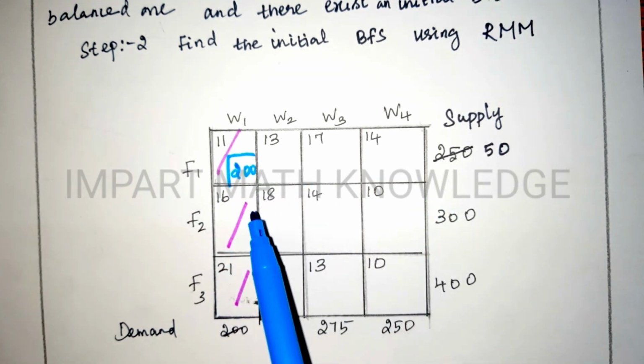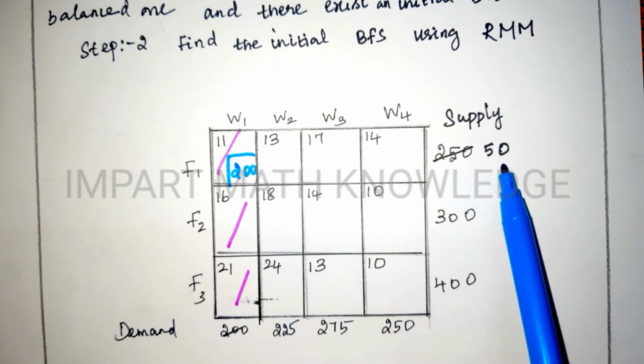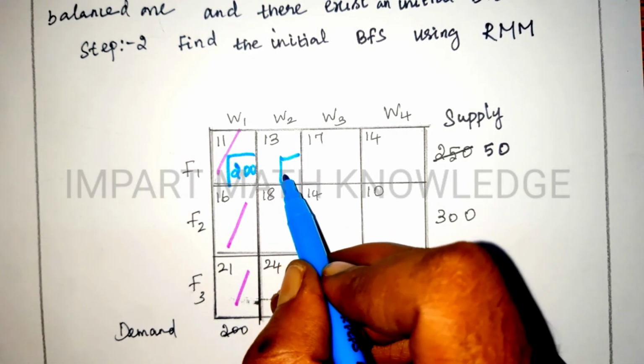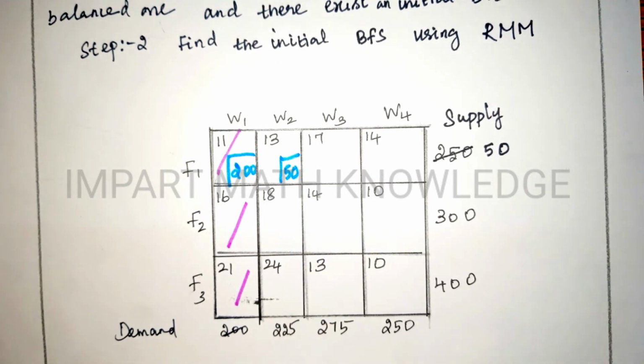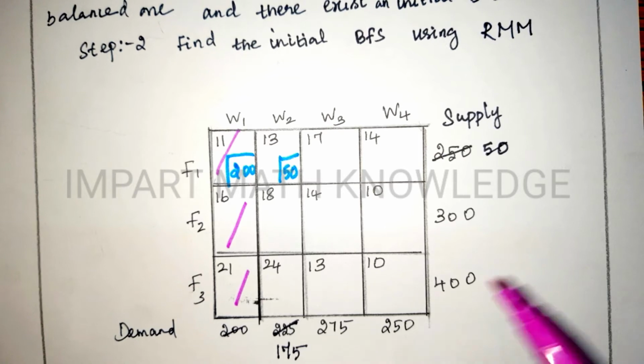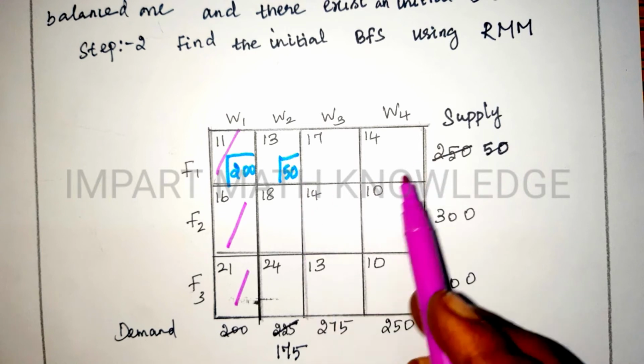In the remaining, the minimum cost is 13. So we are allocating our value here. For this cell, supply is 50, demand is 225. So the minimum value is 50. So we are allocating 50 here. Once you allocate the value, you strike out the 50 and then here the remainder is 175. Here supply value is satisfied, so you have to strike out the row.